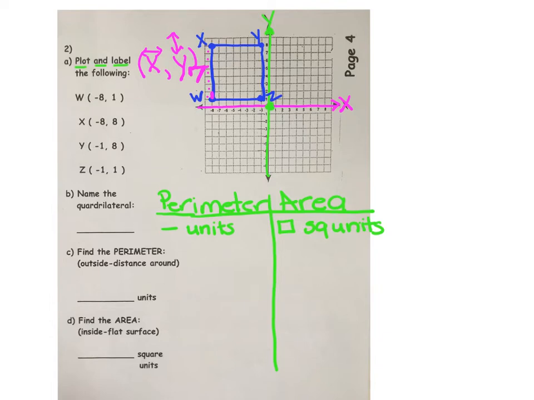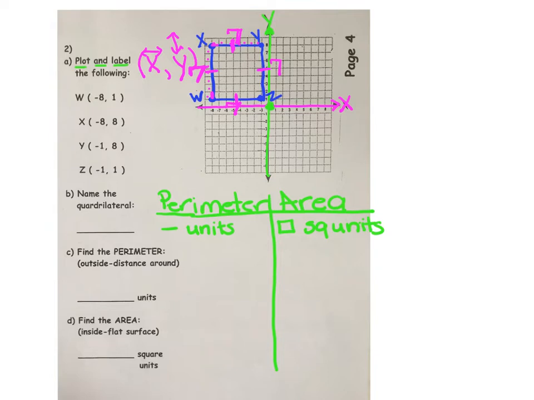Now let's check the width from X to Y. Count along with me and tap your paper as we count. 1, 2, 3, 4, 5, 6, 7. We have a perfect square. Now we know if this side is 7, so is this side over here on the right. And if the top is 7 units long, so is the bottom. This is a perfect square.